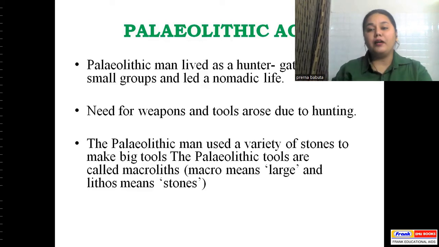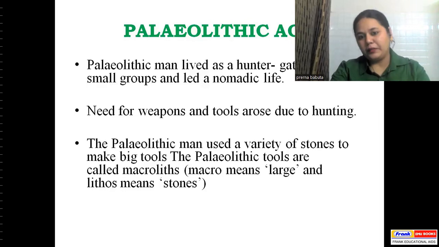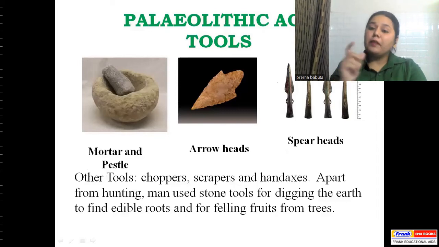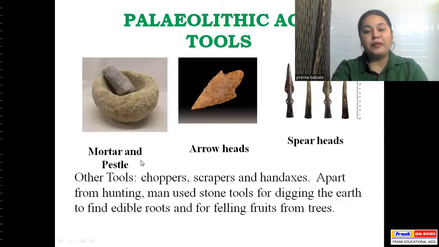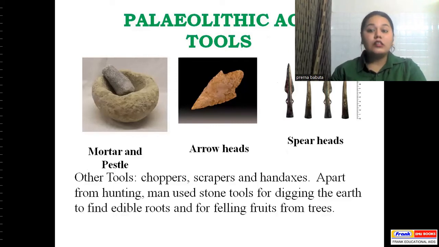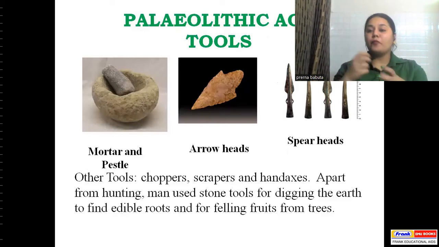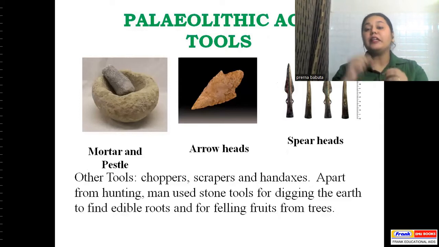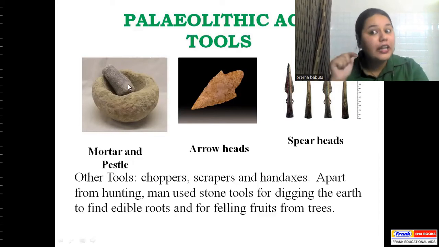The man of the Paleolithic age, as I already told you, was mainly into hunting. Now let's have a look at the major tools that he made. Again, big and made out of stone. First, the mortar and pestle, which is something we still have in our homes, for probably grinding mint leaves, tulsi leaves, or maybe cardamom to add into tea. So this is something you find even today in your home.